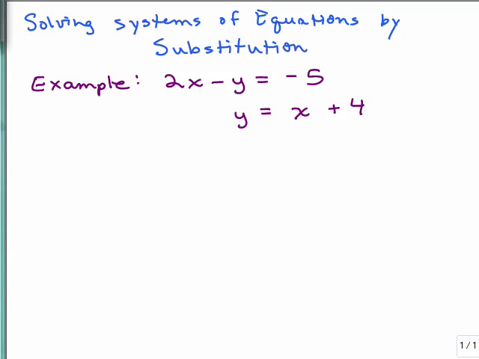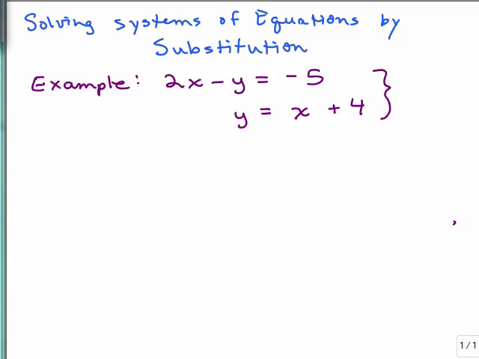Another way to solve systems of equations is to use what's called the substitution method. Here's an example. If we were going to solve this system, it's two linear equations, 2x minus y equals -5 and y equals x plus 4. Remember, what we're trying to find is a particular ordered pair, x, y, that is a solution to both equations.